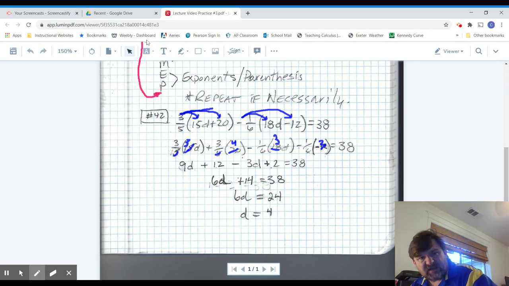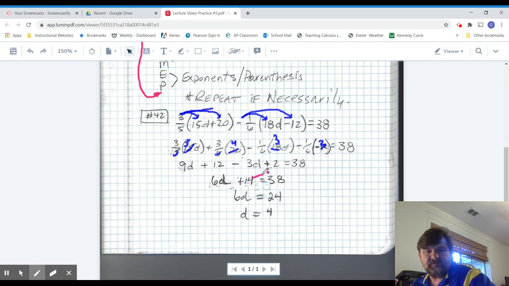So now we've gone back up to the very top. We're looking at this here, and I'm like, okay, I'm just going to combine these two first. So I just combined them. 12 plus 2 is 14. 9 minus 3 is 6. So I've got this piece here. Now I have an addition here.